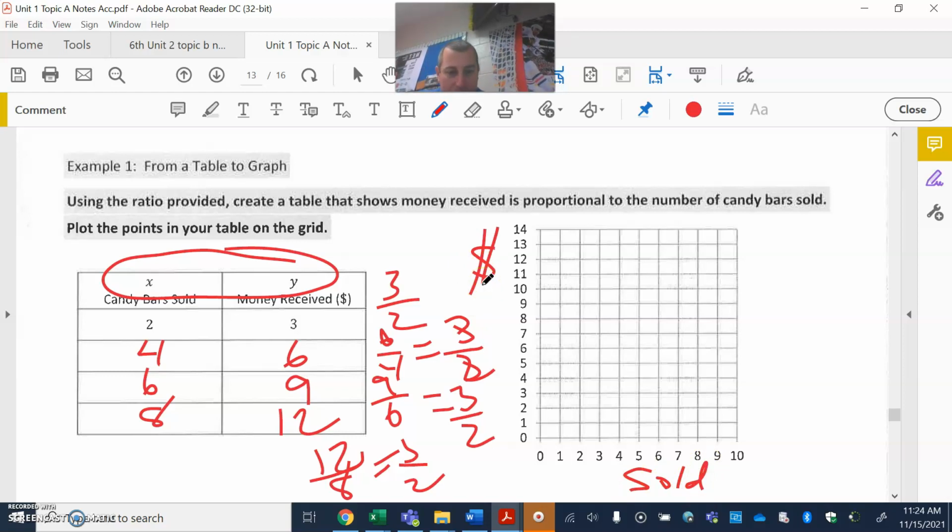So I'm going to go to the right 2, up 3. To the right 4, up 6. To the right 6, up to 9, there it is. To the right 8, up to 12, there we go. And so what I can see is a pattern. Even though my graph doesn't show it going through the origin, we're going to continue the pattern.